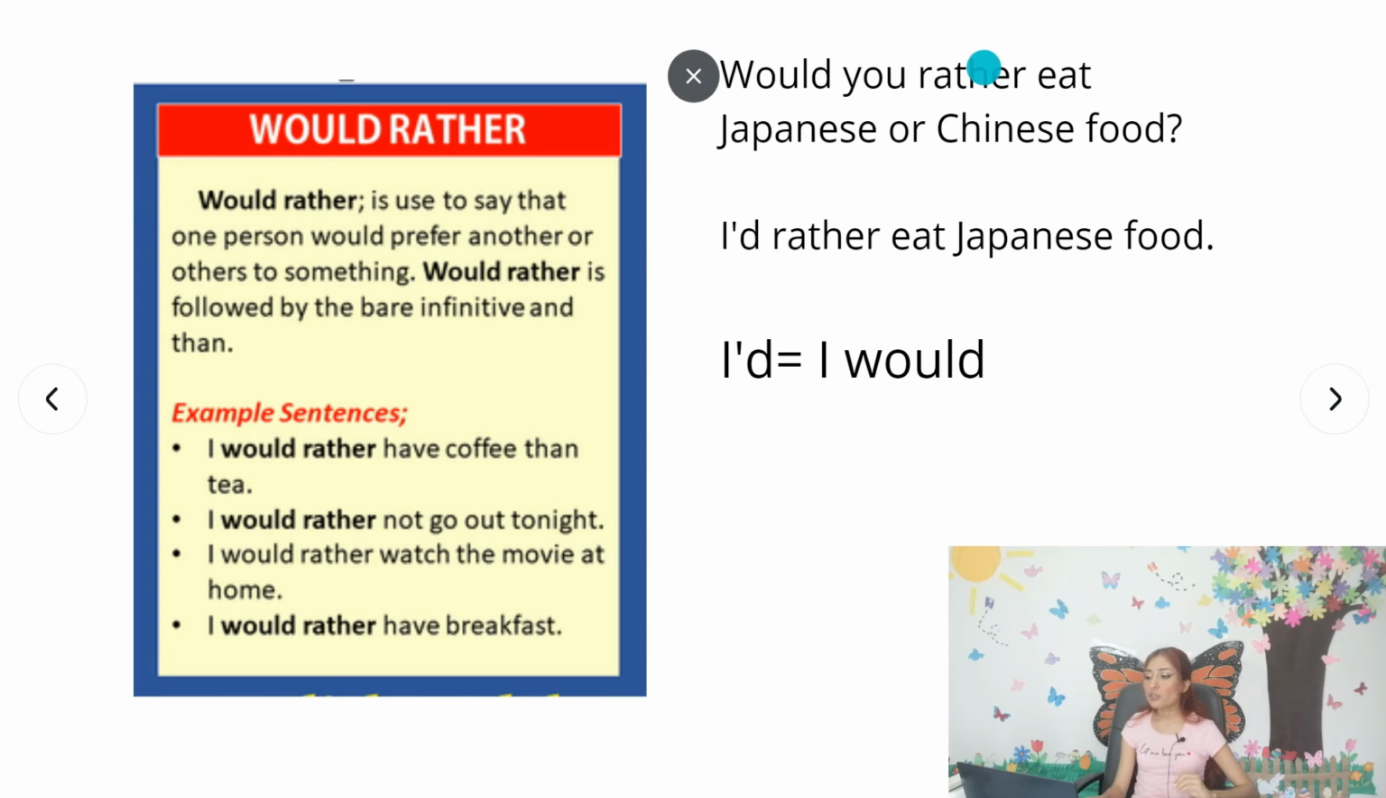Example of a question. Would you rather eat Chinese or Japanese food? Y aquí tenemos cómo iniciar una pregunta. Siempre iniciamos con would, subject, rather, and the verb. In this case, I chose eat, okay? And the 2 options, Chinese or Japanese, al revés. And my answer will be, I'd rather eat Chinese food, okay? And remember, I'd significa I would. Sería lo mismo con she'd, she would. He'd, he would. You'd, you would, okay? Puedes ponerlo de ambas formas, I'd or I would, okay?